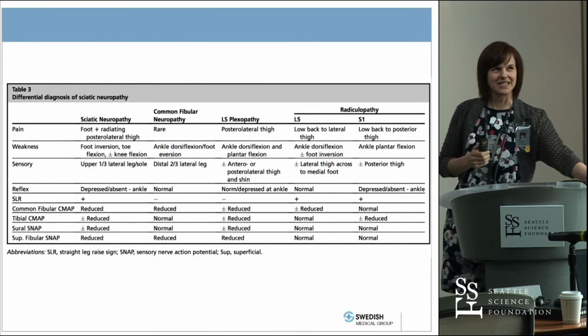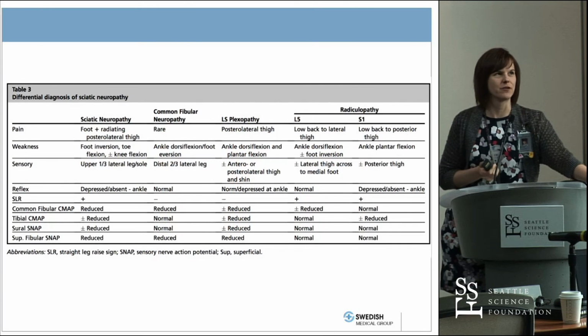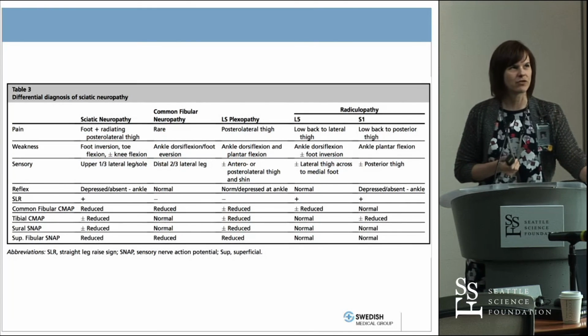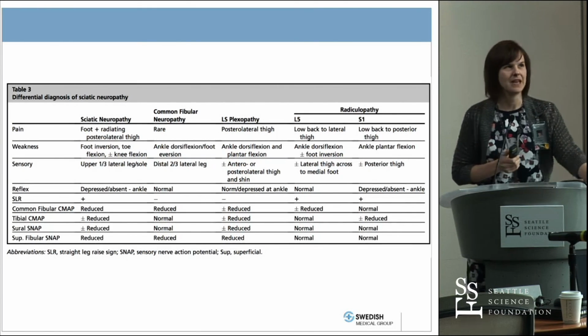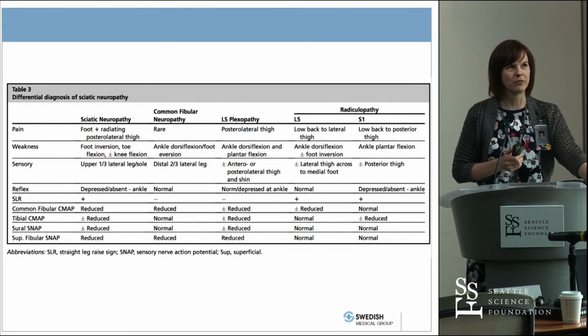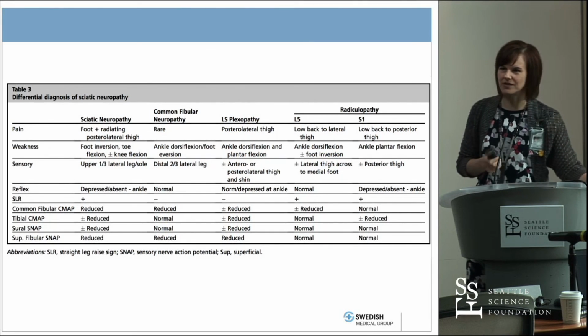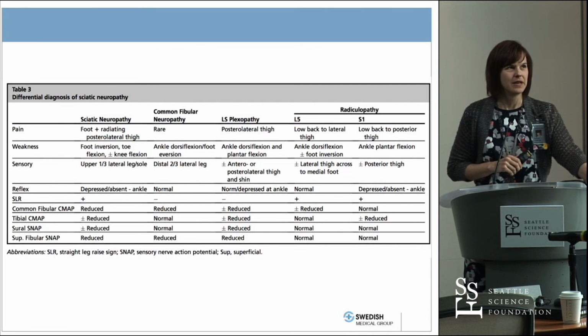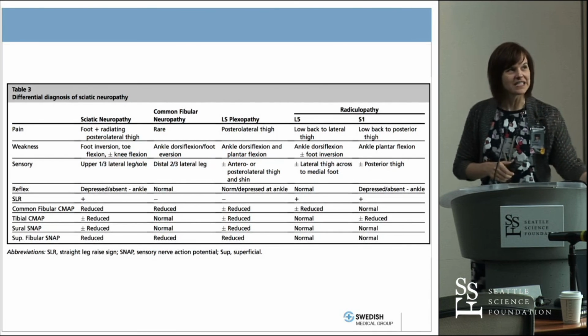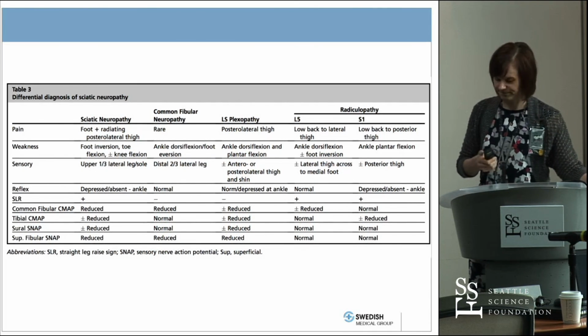And so this is a big nasty slide that helps you distinguish differential diagnosis of sciatic neuropathy versus common fibular neuropathy versus L5, S1 radiculopathy, and lumbosacral plexopathy. So it's kind of a nice little thing to put together. It does have some electrodiagnostic findings on there that we use as well.